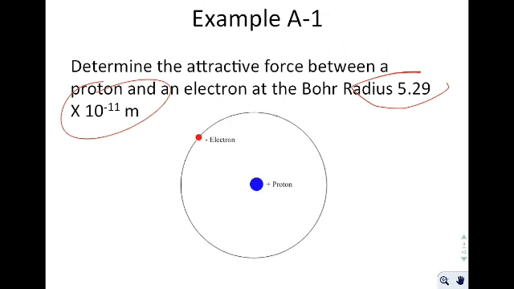So when we do that, hold on just one second, I'm trying to pull up a calculator. We know that the equation is F is equal to k Q1 Q2 over d squared.